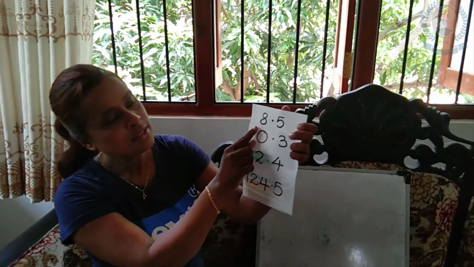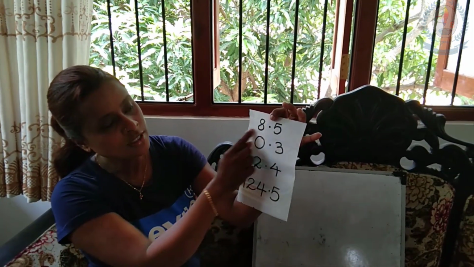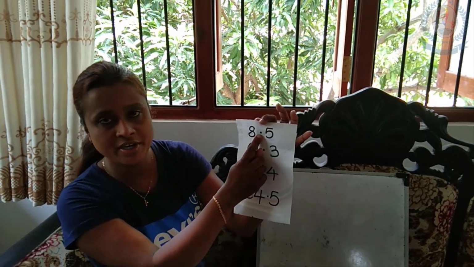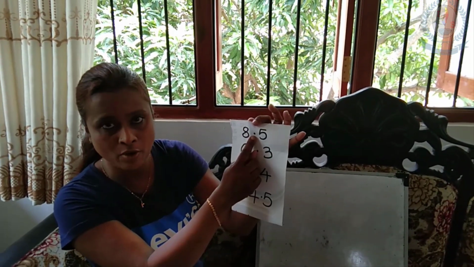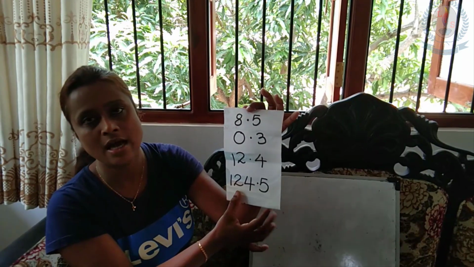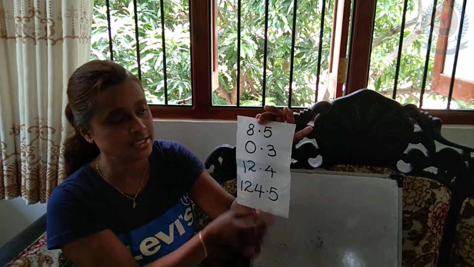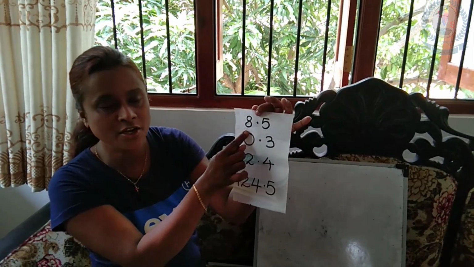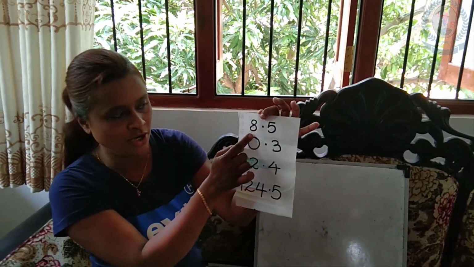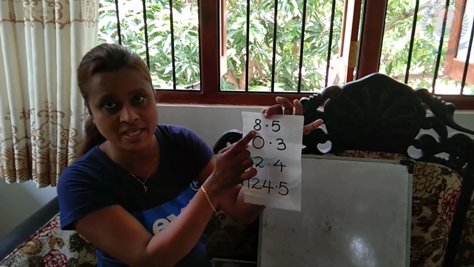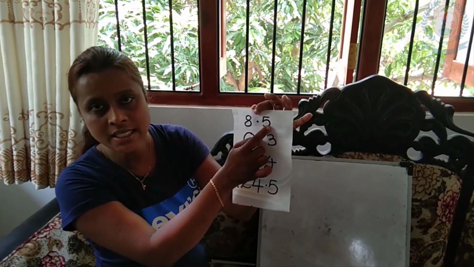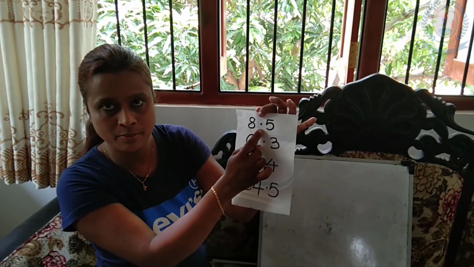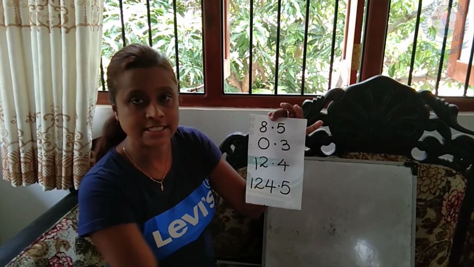Yes, there's a number on the left side of this point. This point is called the decimal point. These numbers are called the decimal numbers and this is the decimal point. The number on the left side of the decimal point is in the ones place. The number on the right side of the decimal point we call that is tenths place.